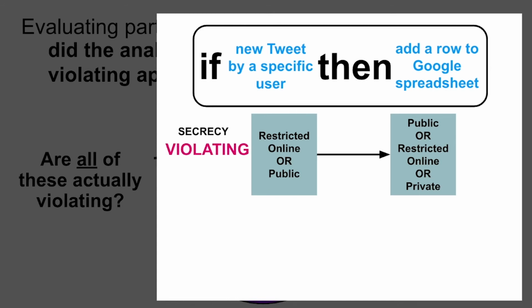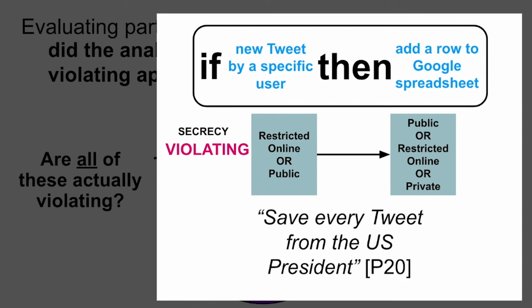But from the title of P20's use of this rule, which was "Save Every Tweet by the US President," we know that the Twitter account referenced in this trigger is actually public, and that would be sufficient to determine that this rule is actually not violating. Additionally, although Google Spreadsheets can have a variety of sharing settings ranging from private to public, participant survey responses indicated that the Google Docs and other cloud storage files they use with IFTTT are almost always private, which would have also been sufficient to determine that this rule is not violating. So I guess that makes it extra non-violating.